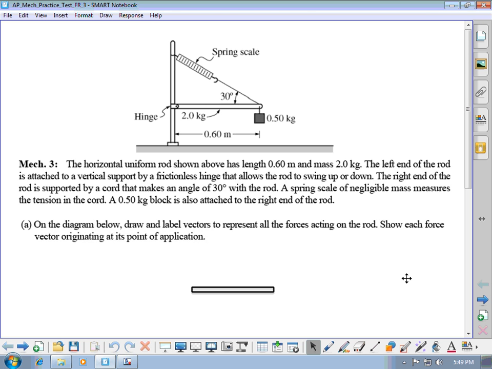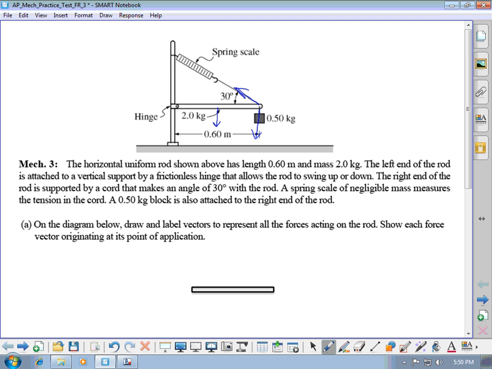So on this rod, a good way to do this would be to sketch some things up top, so that way you know what to transfer down. Up top, we're going to have the weight of this 0.5 kilogram block. We also have the weight of the beam, or the horizontal rod. The weight of the horizontal rod acts at its center of mass, which is 0.3 meters from the end. You're going to have this rope pulling up at an angle, and then you have this hinge.